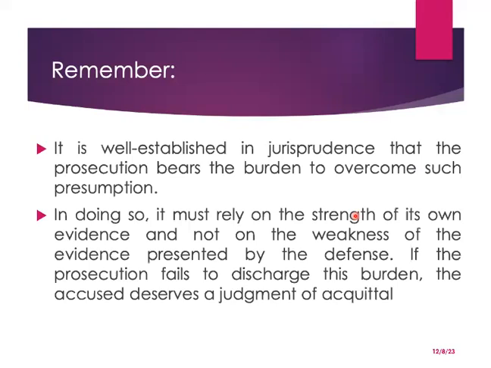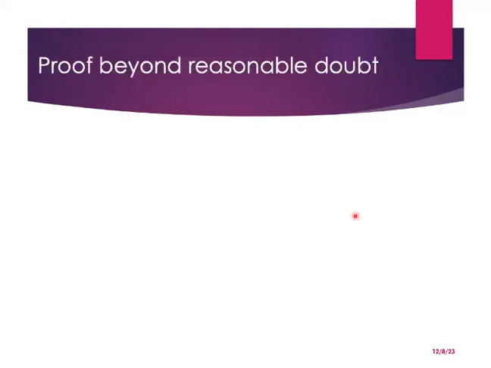And in doing so, it must rely on the strength of its own evidence and not on the weakness of the evidence presented by the defense. The prosecution must strive to prove the guilt of the accused beyond reasonable doubt. Okay? If the prosecution fails to discharge this burden, the accused deserves a judgment of acquittal. Okay?